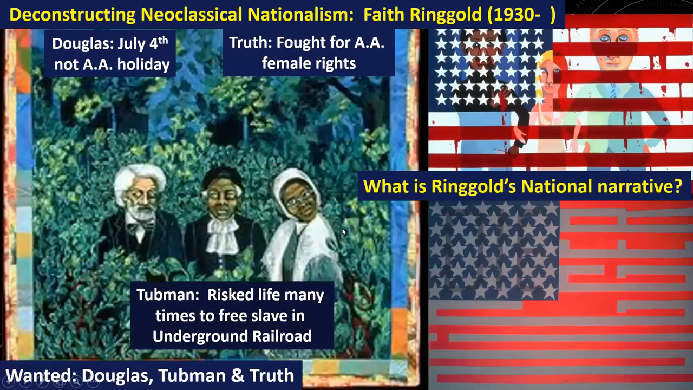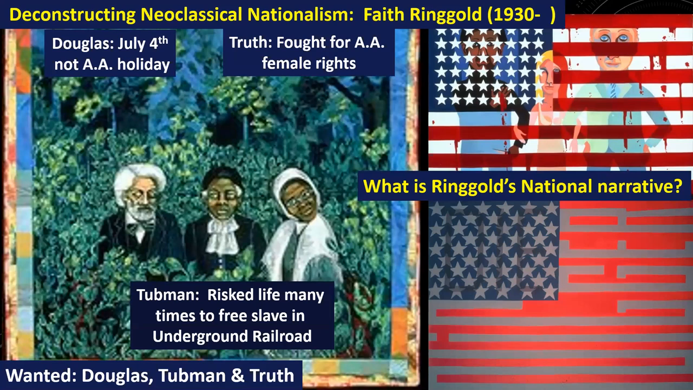Today, we have people challenging this neoclassical structure as well. So this is Faith Ringgold. And so she's challenging the idea of the patriotism and of the nationalism we have in the United States, because she puts three African Americans, most notably up here, Frederick Douglass, for July 4th, who basically publishes an article. He says, what to the slave is July 4th? Because it's not their Independence Day. They don't get their independence until the Emancipation Proclamation later on within the Constitution.